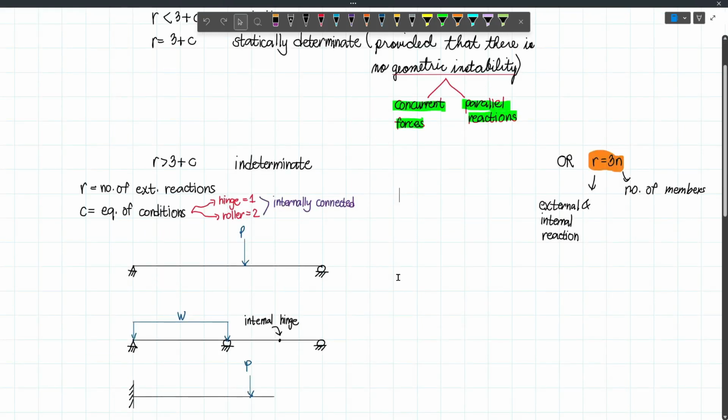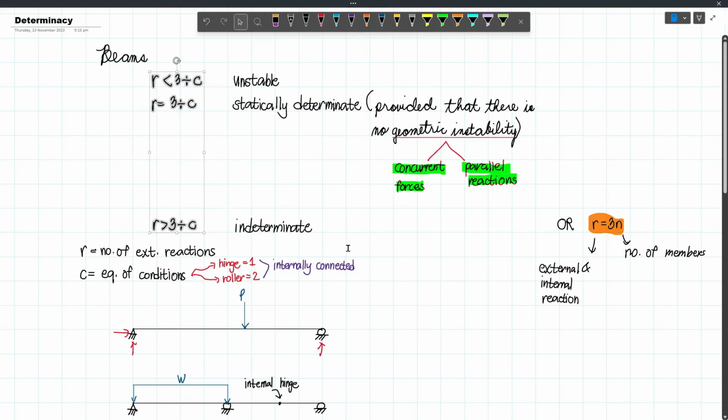Now, the first one is basic. We have two reactions here and one there. Applying R equals 3 plus C, our number of external reactions is 3. Our C here is 0, because there is no internal connection. So 3 equals 3 plus 0, and it will be determinate.